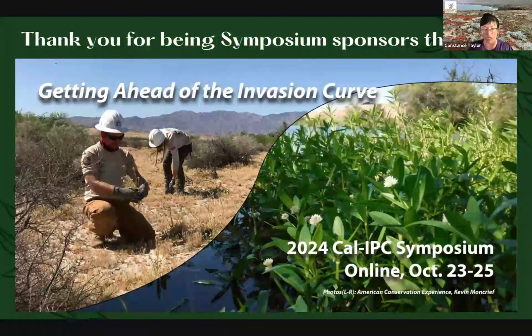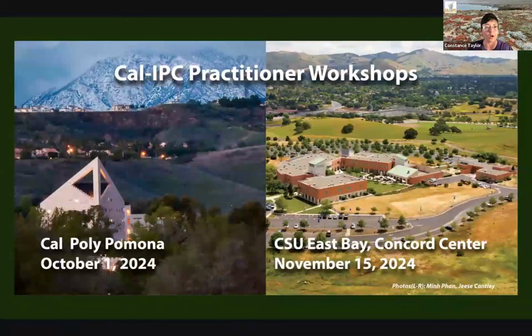In addition to our online symposium, we are also having two in-person workshops, one in Southern California at Cal Poly Pomona on October 1st, and one at CSU East Bay in Concord on November 15th. We're trying to make the content the same in Northern and Southern California, so people don't feel like they're missing out or have to go to both. In both workshops, we're going to be covering tools and techniques, restoration practices, managing volunteer programs, equity and field safety, and controlling regional target weeds. So I really hope that you can join us for one of these this year.